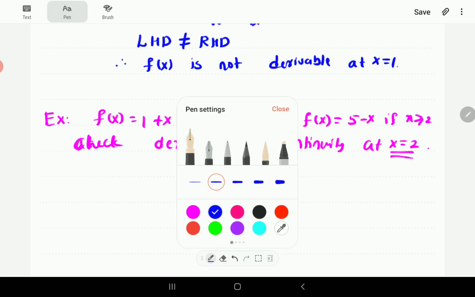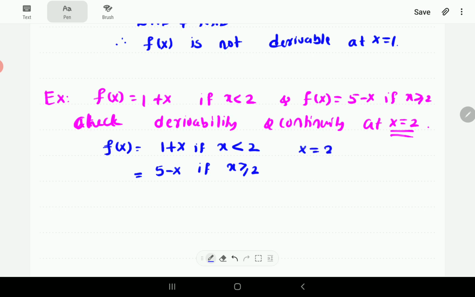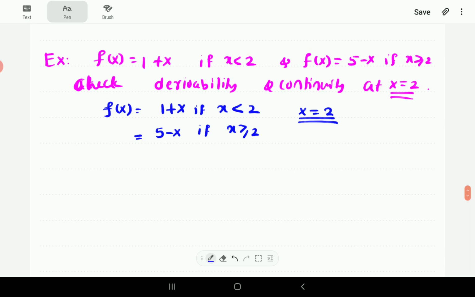Okay, let's see this. The given function here, they have defined this as f of x is 1 plus x if x is less than 2, and 5 minus x if x is greater than or equal to 2. We have to check at x equal to 2 whether the given function is differentiable or continuous. Those things we have to check. So for this, let us start with the continuity first, and we will see then the differentiability.